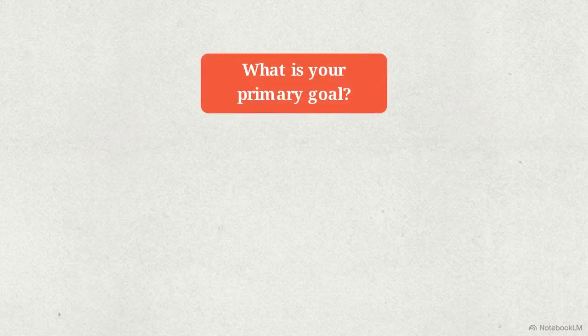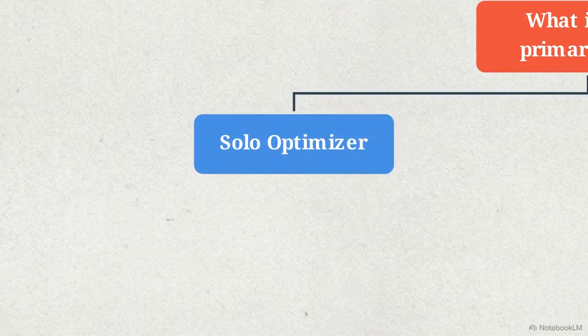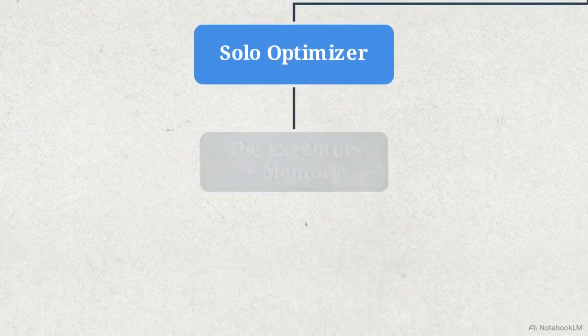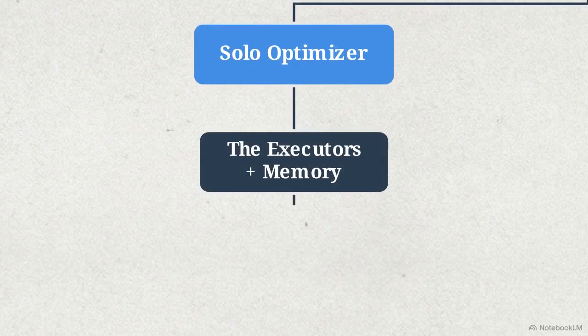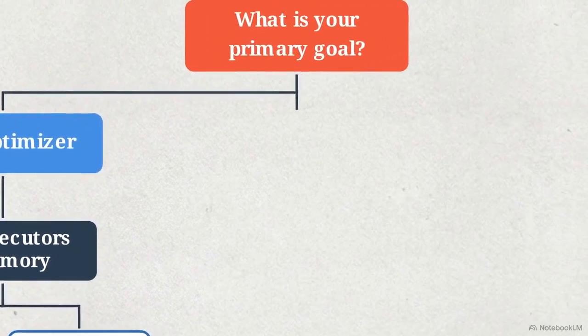This decision tree begins with your primary objective. If you are a solo optimizer who needs to scale your personal output without writing code, you follow the left path. Your stack is the executors and memory. Focus on vibe coding and computer use for immediate efficiency, and ignore complex backend setups.